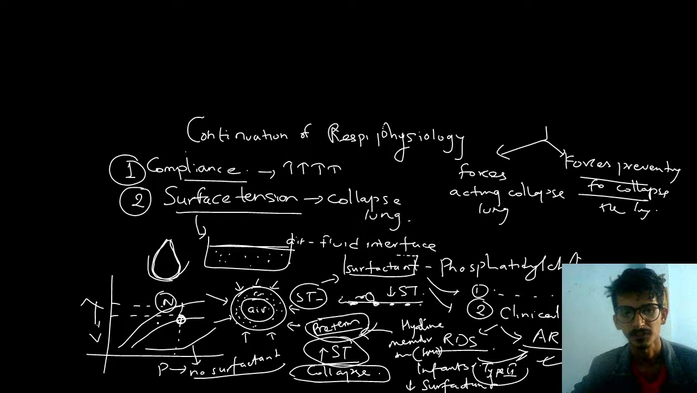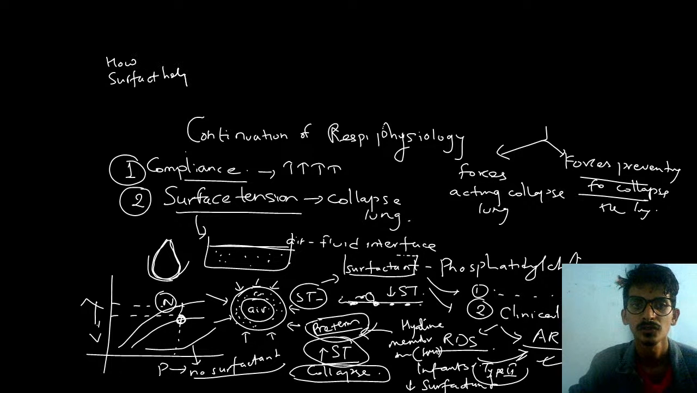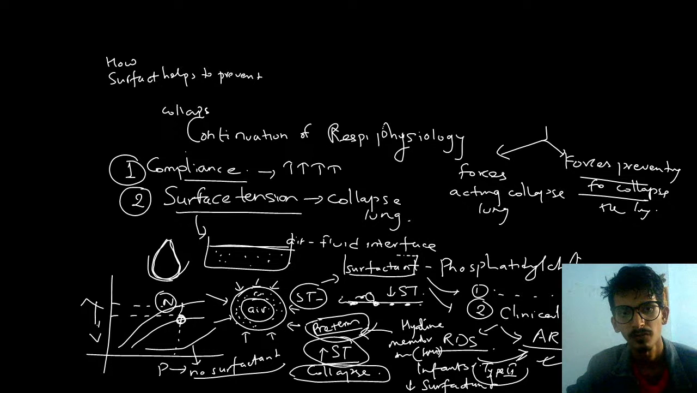This is basically what this graph means. Now, how does this surfactant help to prevent the collapse of the lung? How does surfactant help to prevent collapse of alveoli?